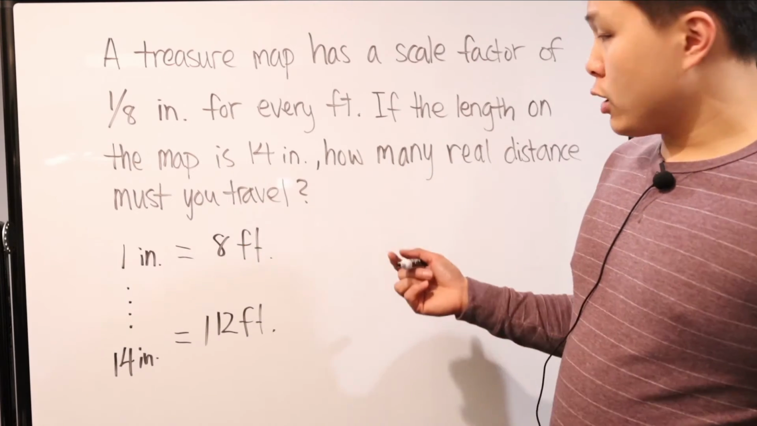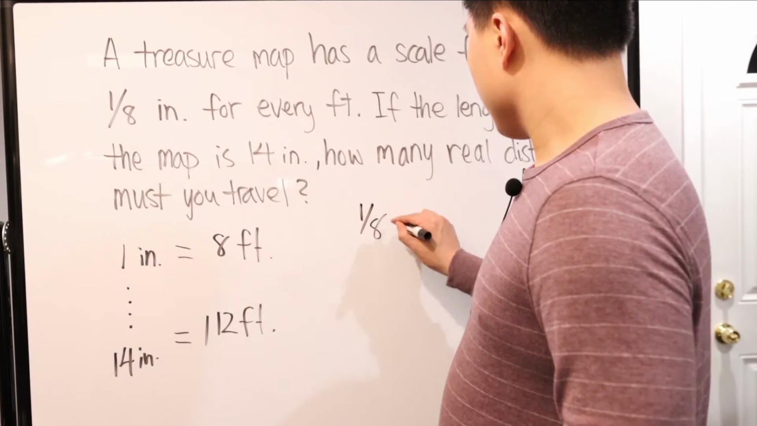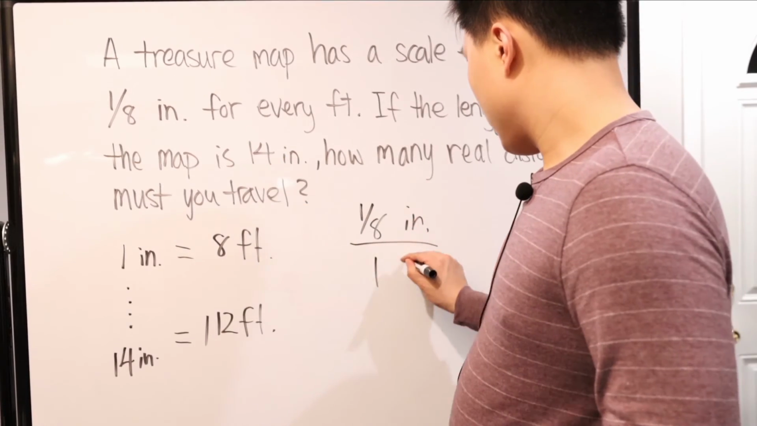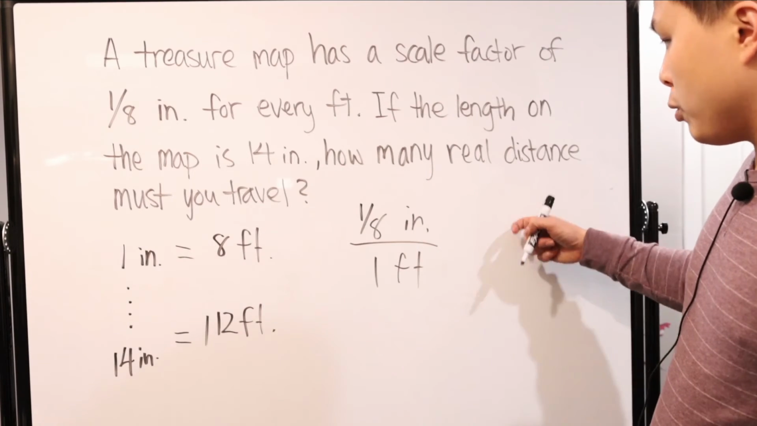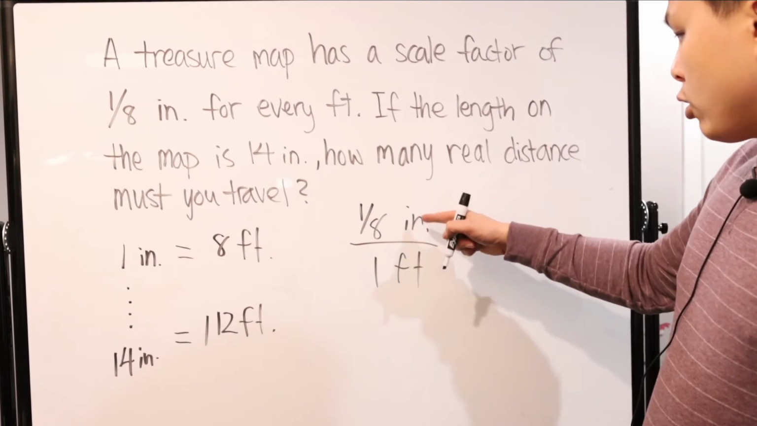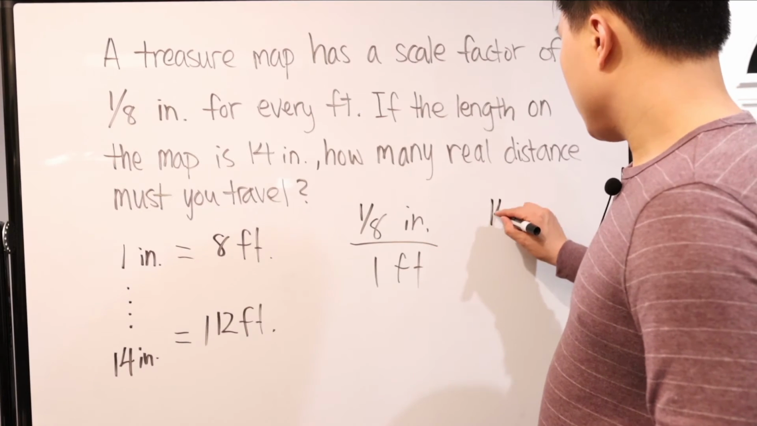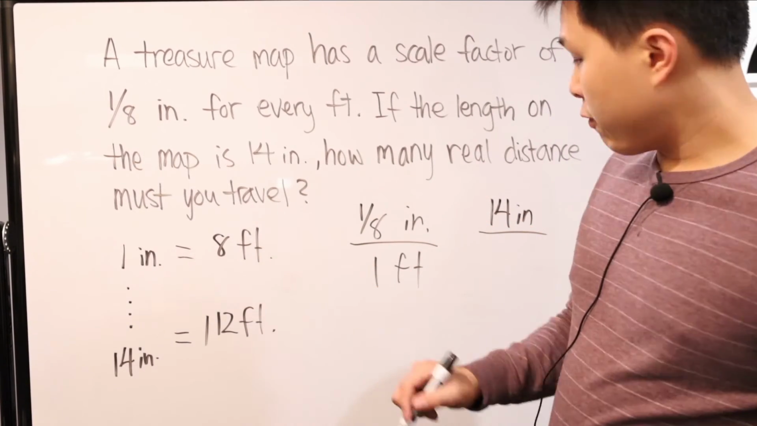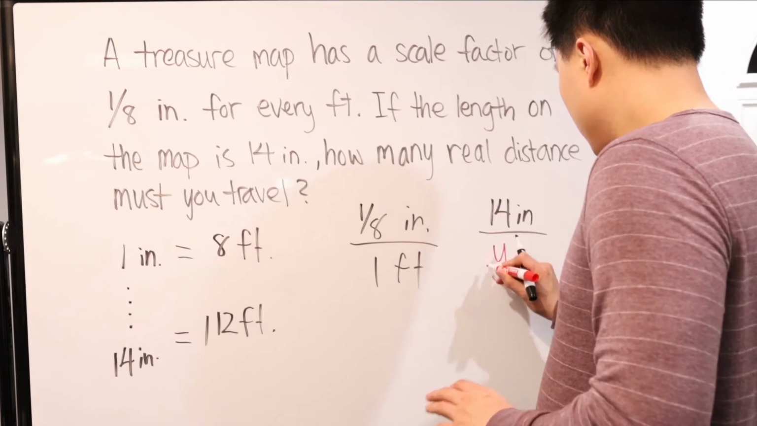But if you want to do cross multiplication, this is what we would do. We would have 1 over 8, and this is going to be inches, all over 1 foot. And of course you can flip it around as well. That's entirely fine. Just make sure that whatever you put here matches in terms of position. So since I put inch on top, 14 is going to be inches on top as well. Here, I'm trying to find how many feet there are, so it's going to be question mark feet, or just y feet.